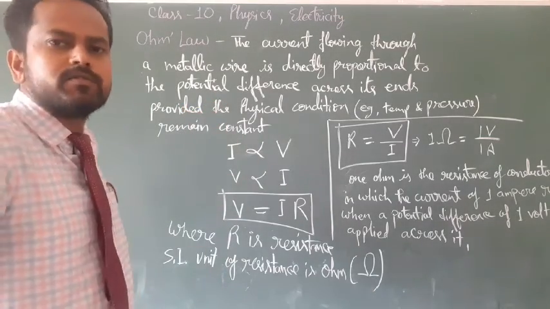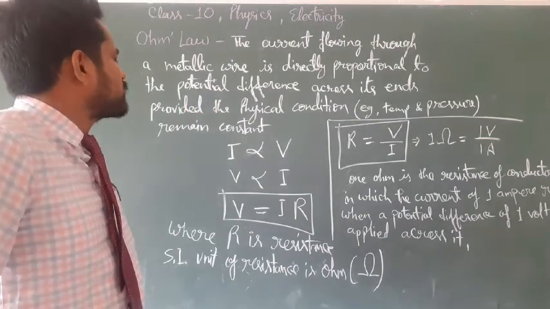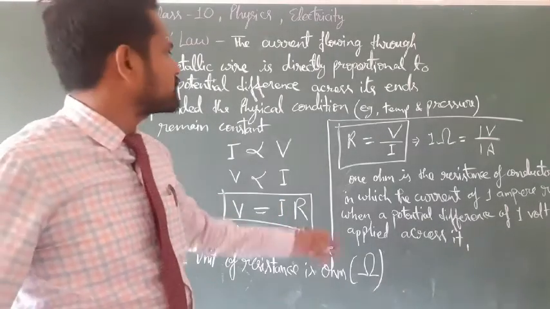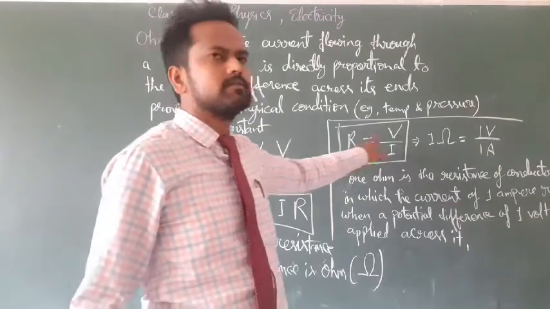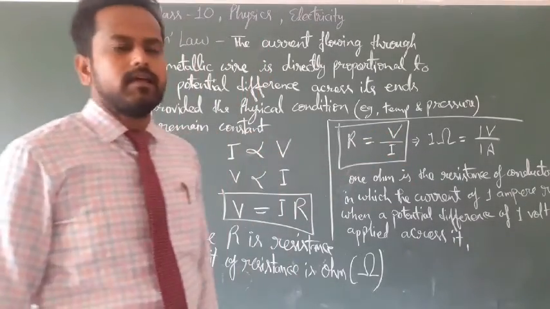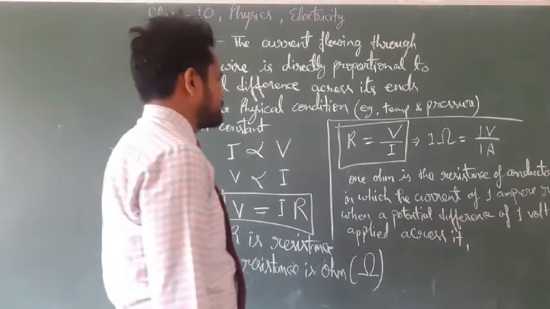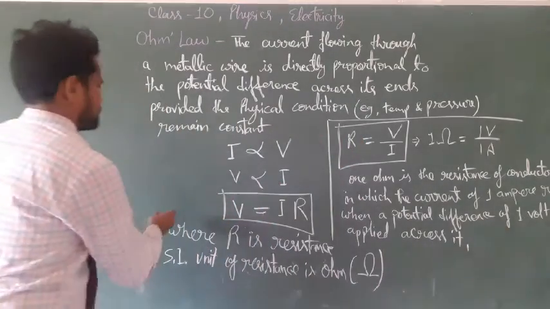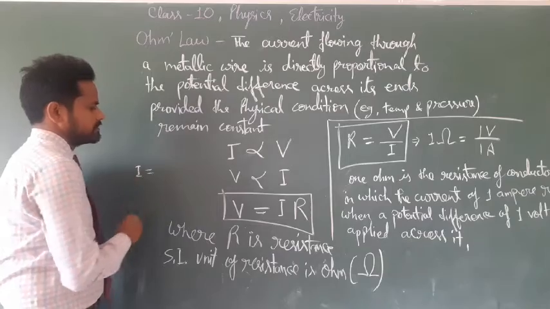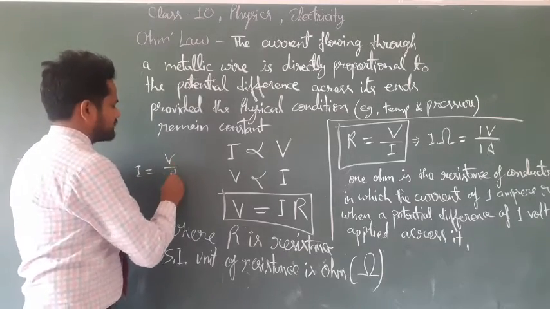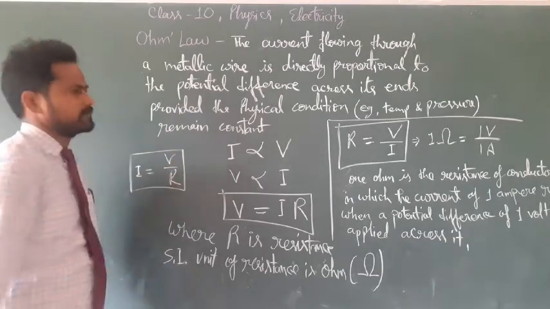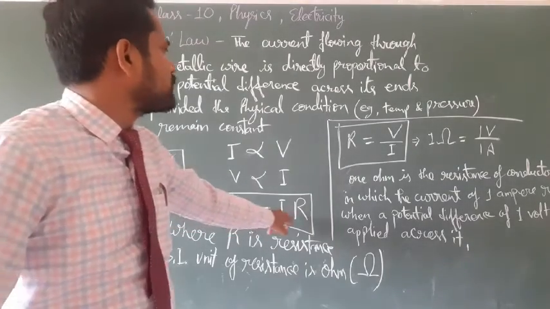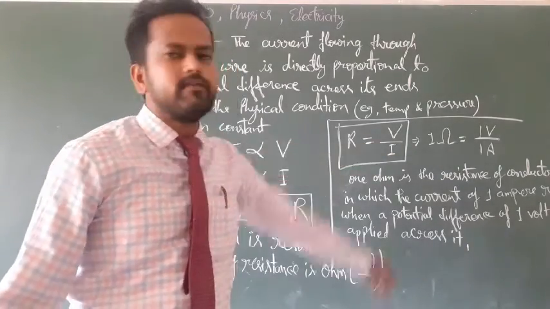So this is the Ohm's law. The important formula is V is equal to IR. If you want to find out the value of R, so R is V by I, and here I can be V by R. I is equal to V by R, V is equal to IR, and R is equal to V by I.